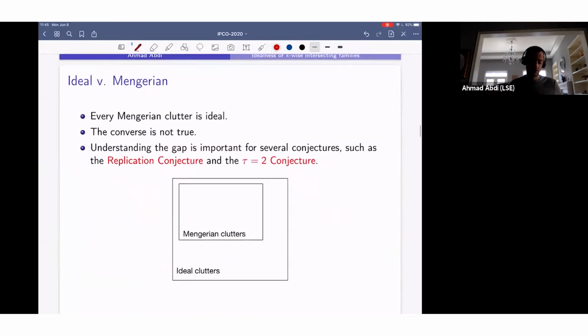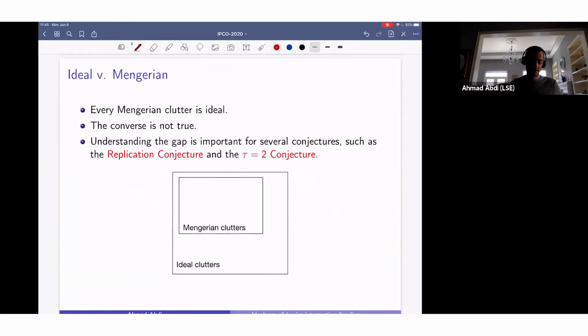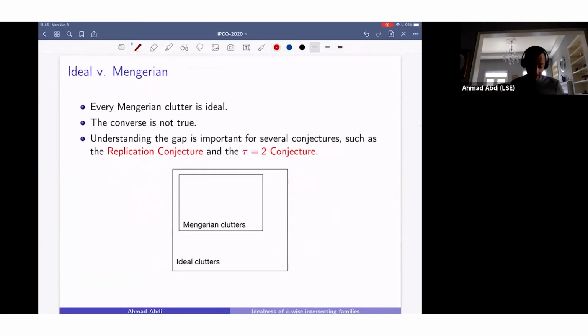Now, I introduced two properties for clutters, idealness and Mengerian. I mentioned that Mengerian clutters are ideal due to the result of Edmonds and Giles. However, the converse is not true, and we'll see an example of that. A key question that turns out to be very important for several open conjectures in the area, such as the replication conjecture and the tau equals 2 conjecture, is understanding the gap between idealness and Mengerian. So it's just understanding the difference here.